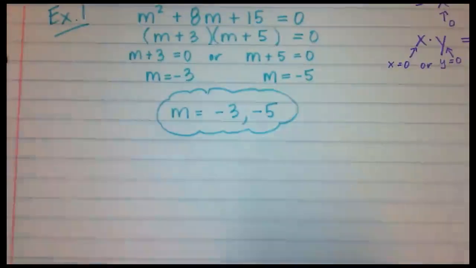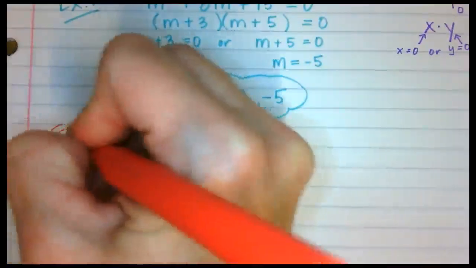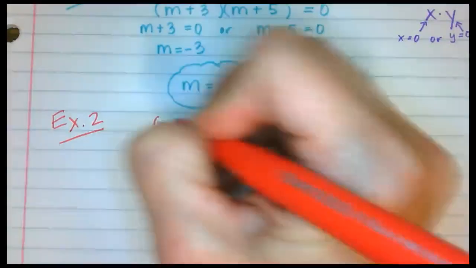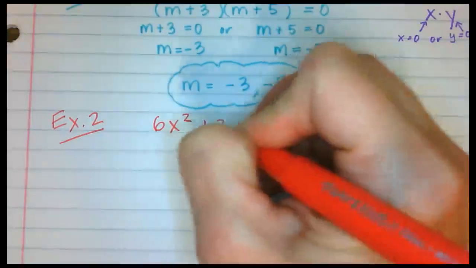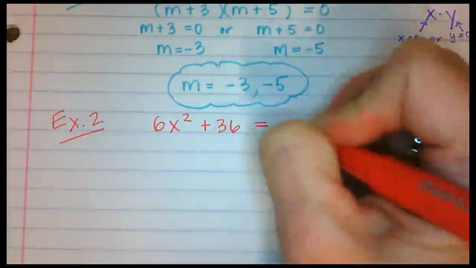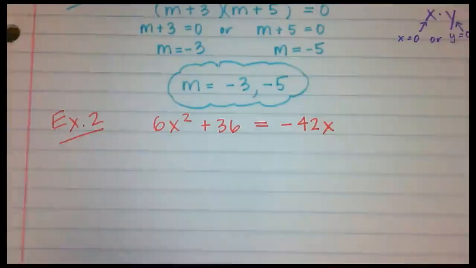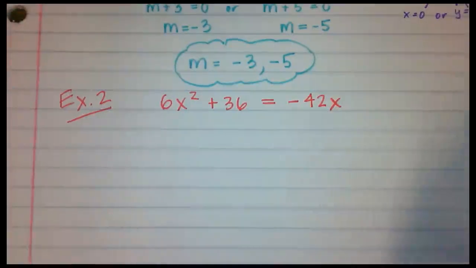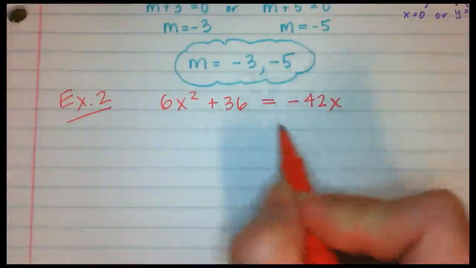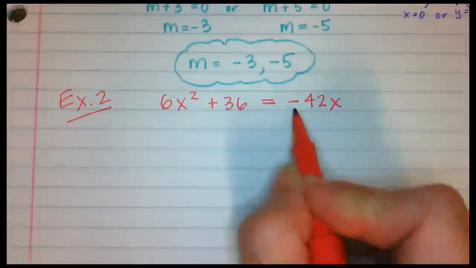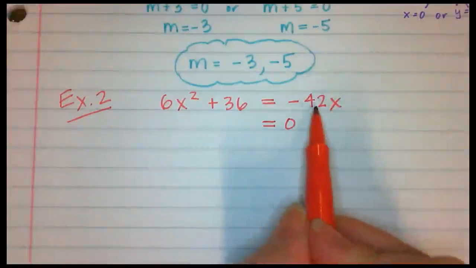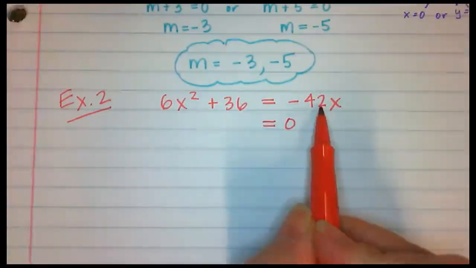All right, let's try another one. For example 2, how about 6x squared plus 36 equals negative 42x. Looking at the steps to solve, back up at the top, the first thing we have to do is get the equation equal to 0. Well, this equation isn't equaling 0. It's equaling negative 42x, but we want it to equal 0. So in order for this to equal 0, I need to add 42x.